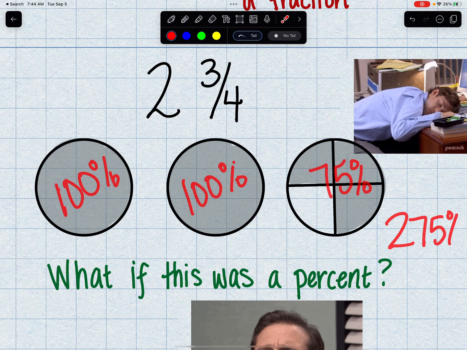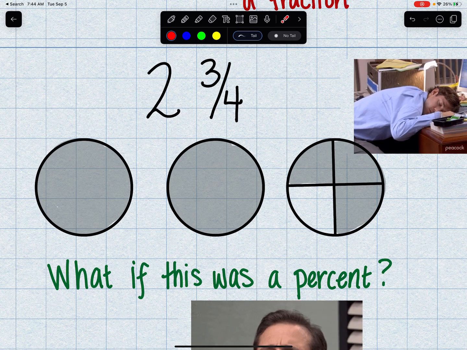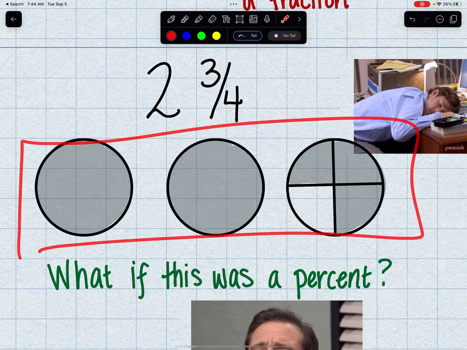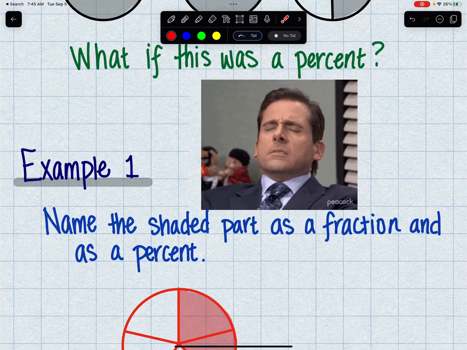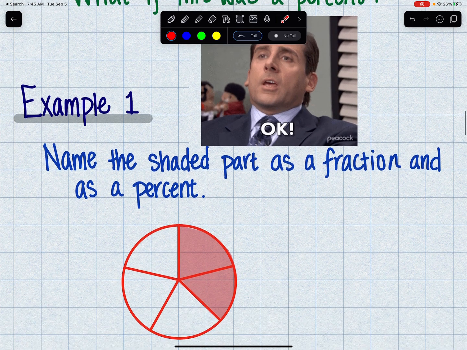You can have percentages greater than 100%. And this is how you would do it. Okay, cool. So that might have been a new part of this lesson, right? Okay, come on. We're going to do example 1. Name the shaded part of the circle as a fraction and as a percent.